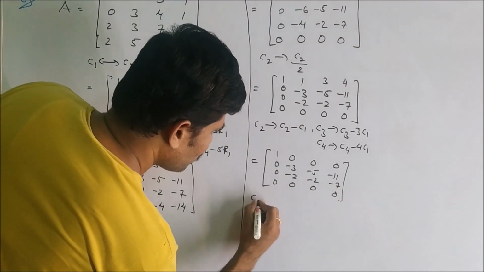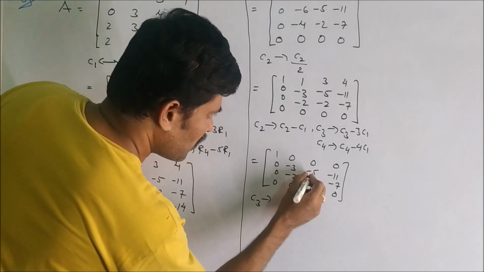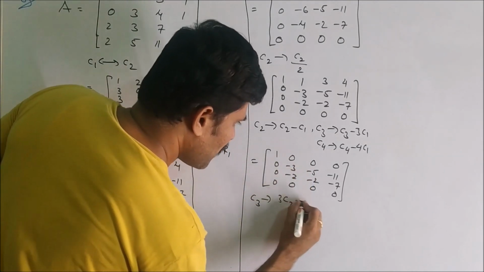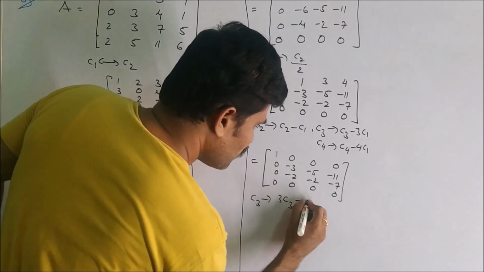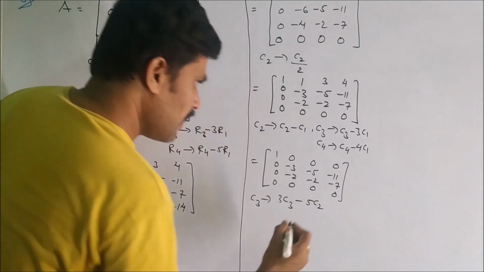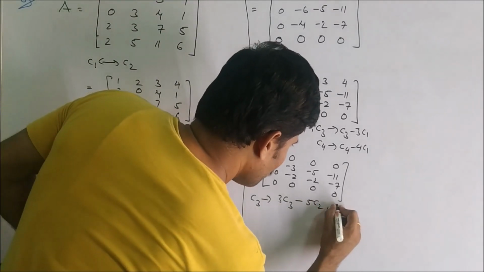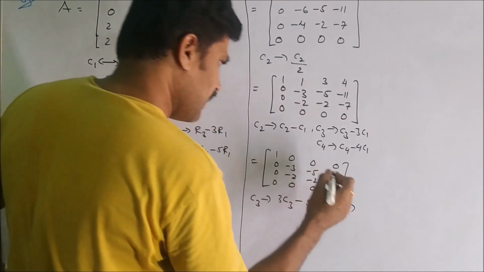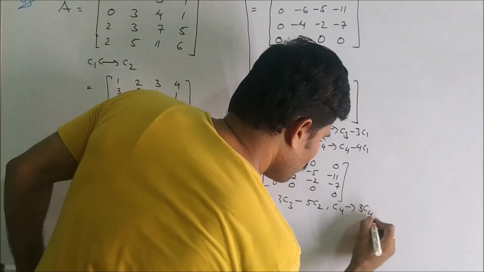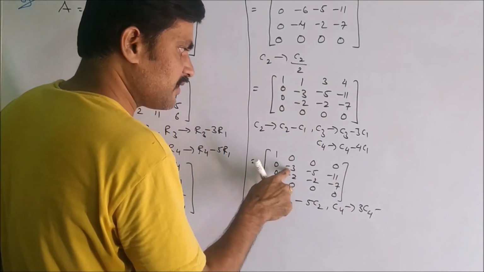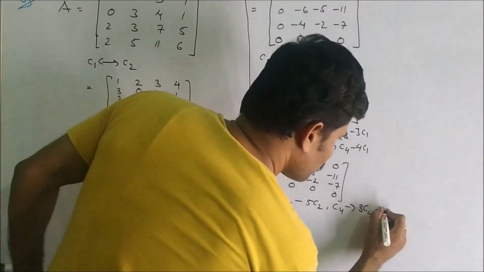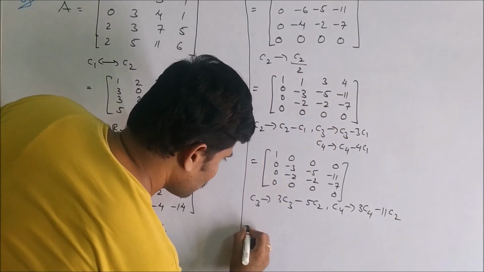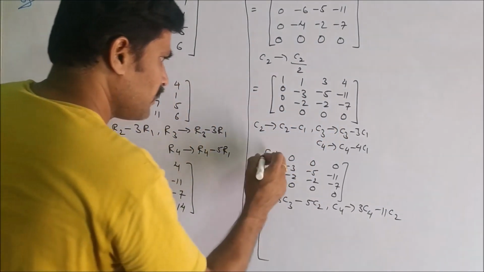Now we make the second elements of the third and fourth columns zeros using column operations. That is, C3 changes to 3C3 minus 5C2. And then C4 changes to 3C4 minus 11C2. And the resultant matrix is the next one.